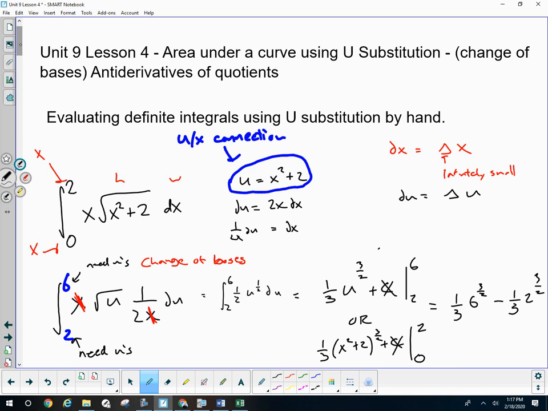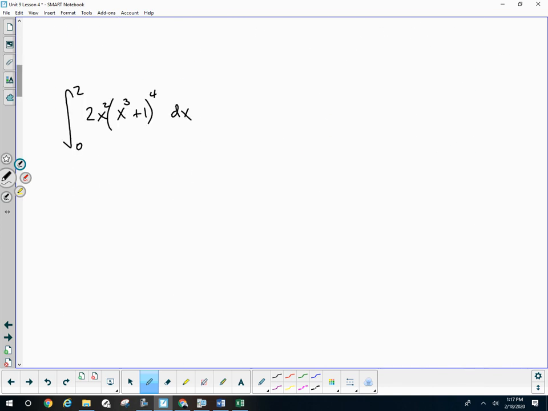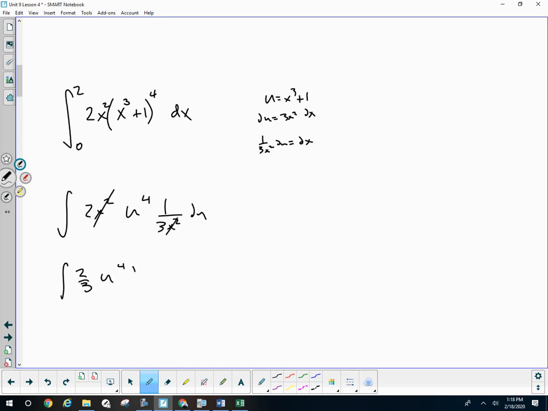So if I gave you this problem here, it's going to be a long, messy answer. But if I asked you to find the area from 0 to 2 of this, okay, well, let's see. u equals x cubed plus 1. du is equal to 3x squared dx. dx is 1 over 3x squared du. I got an integral 2x squared u to the 4th 1 over 3x squared du. Cancel, cancel. I got 2/3 u to the 4th du. I take the antiderivative. It becomes u to the 5th times 1/5. That's 2/15 u to the 5th plus c. Might as well change it back into 2/15 (x cubed plus 1) to the 5th plus c. But don't need the c because I can just plug in 2 and 0.